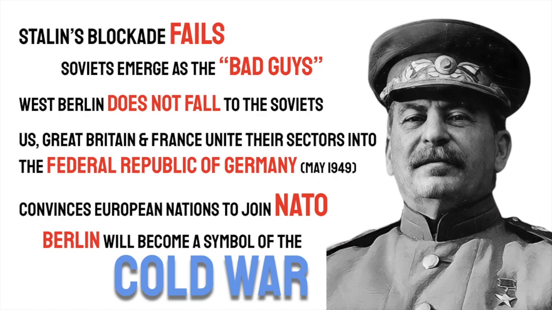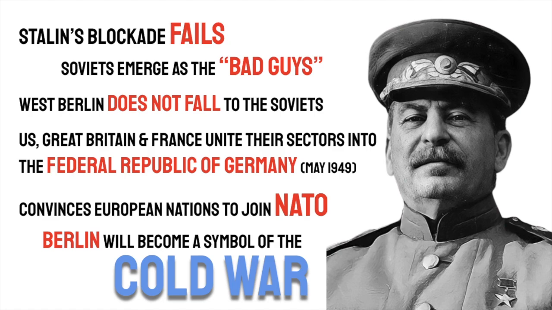West Berlin does not fall to the Soviets, so containment works. We're able to maintain West Berlin's integrity. It does not fall to the communists. Eventually, Stalin lifts the blockade. The US, the British, and the French are going to unite their sectors formally in May of 1949 and create the Federal Republic of Germany, which will eventually become West Germany.